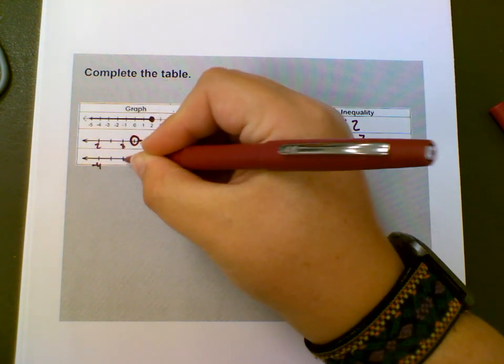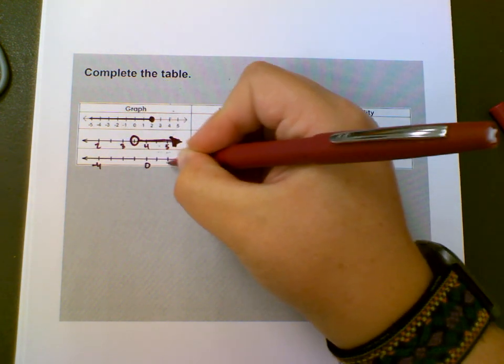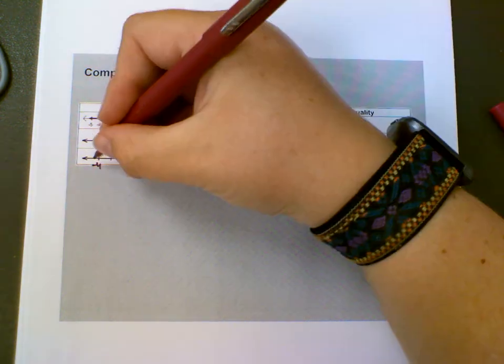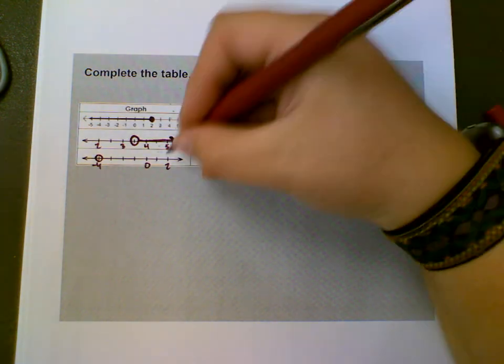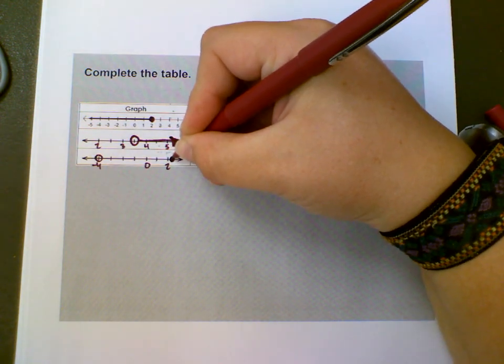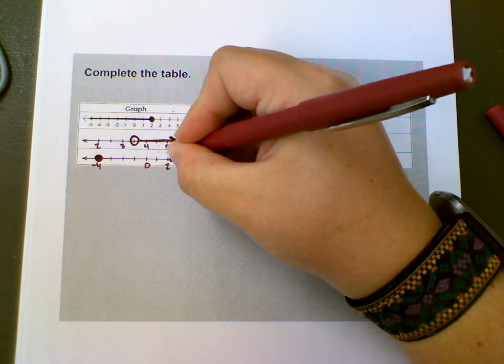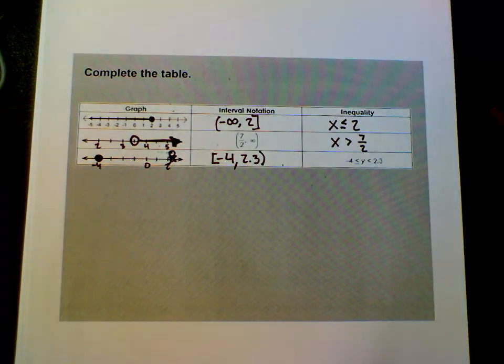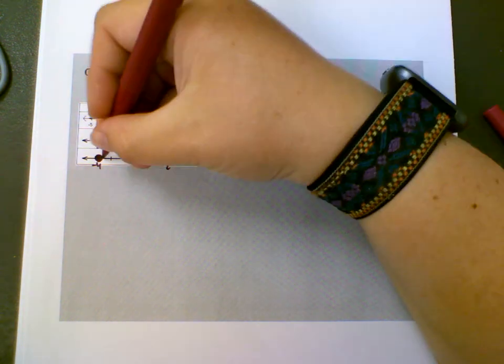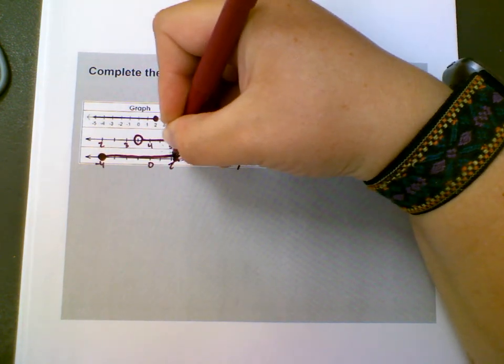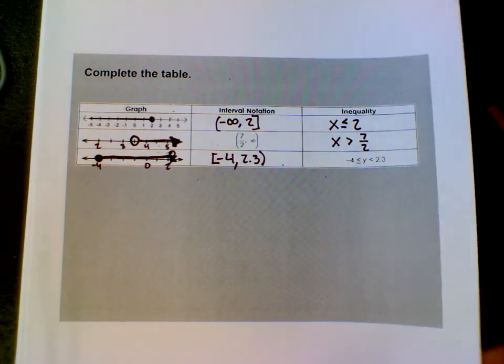On my number line, I need -4, 0, 1, 2. Okay, so at -4, I'll have an open circle. At about 2.3, I'll have a filled in. Oops, I did that backwards. I'll have a filled in circle at -4 and an open circle at 2.3. And then I connect between the two of them. Pretend I had that right the first time.